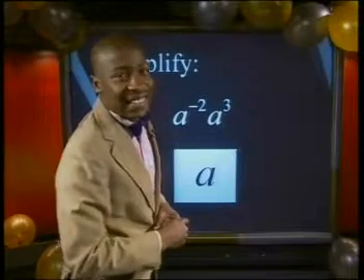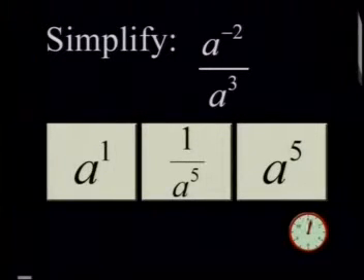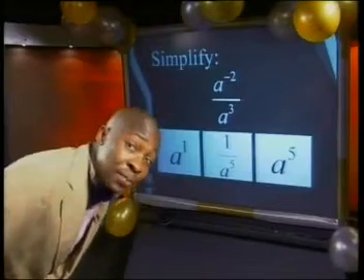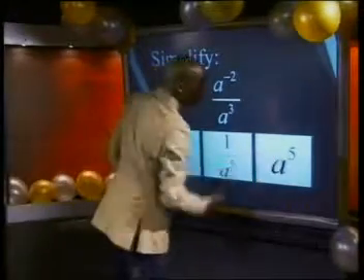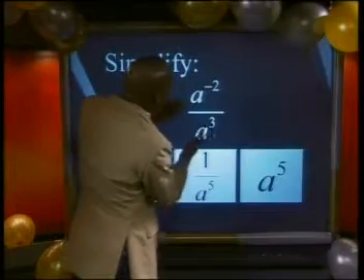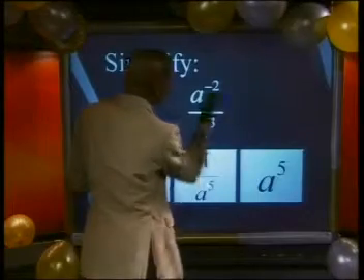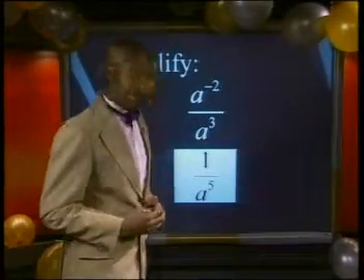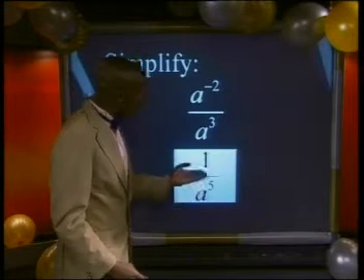Let's continue. A to the power of negative 2 divided by A to the power of 3. Think carefully. How did it go this time? Did you get A to the power of 5 as your answer? No. When you divide the powers of the same base, you subtract the exponents. So the correct one is 1 divided by A to the power of 5.